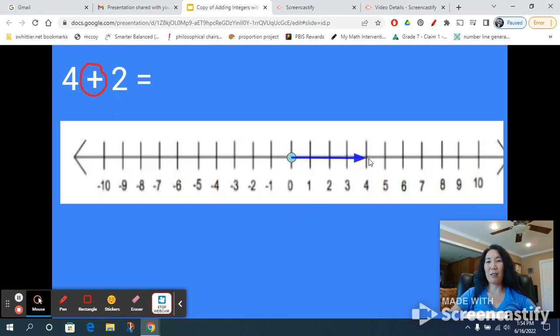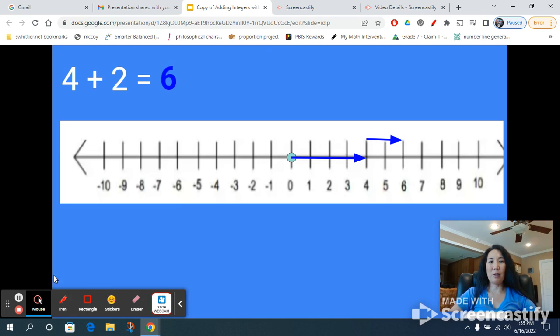So if we're going to model +4 plus +2, remember, always start at 0, +4, positive to the right. So we're going to go right 4 spaces. From here, we're going to go 2 positive to the right, 1, 2, and we end up here at +6. So +4 plus +2 is equal to +6.